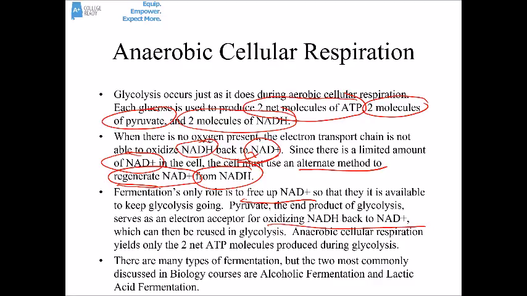Anaerobic respiration only yields the 2 net ATPs made during glycolysis. The fermentation step makes no ATP. There are many types of fermentation. We're going to talk about just 2 of them: alcoholic fermentation and lactic acid fermentation.